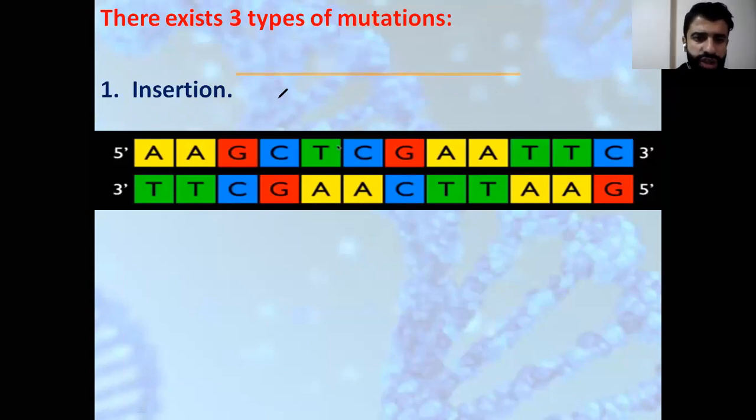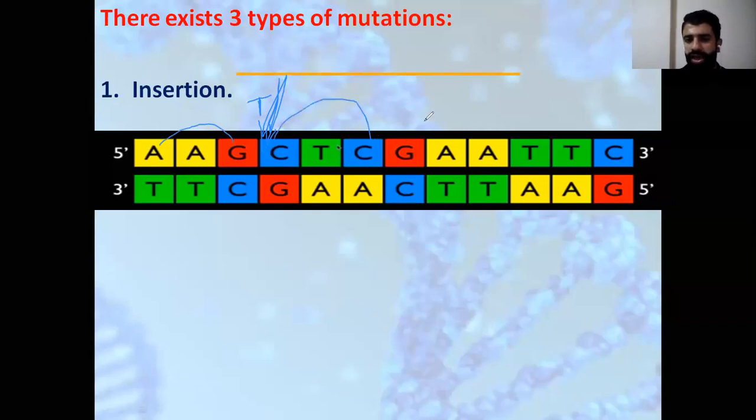For example, I inserted here in this part, let's say, a nucleotide T. Insertion is the addition form. So here we have AAG as the first codon, CTC as the second codon, GAA is the third, and TTC is the fourth. Okay, so we have 4 codons: this is the first, this is the second, this is the third, and this is the fourth.